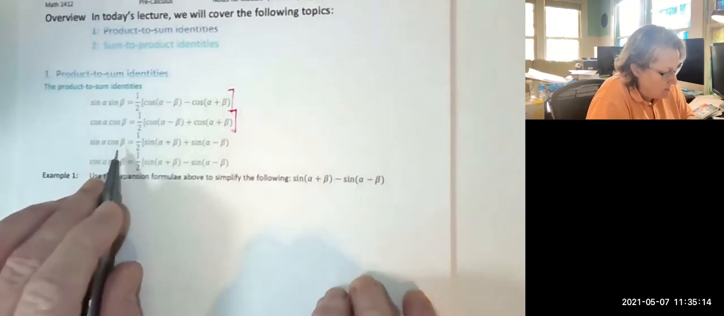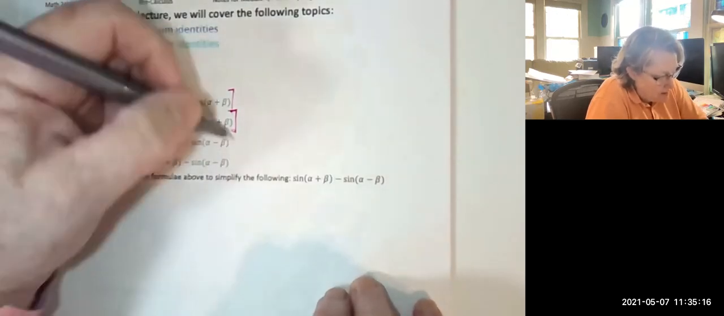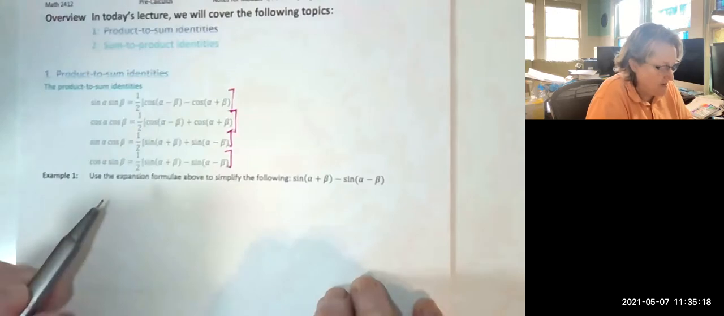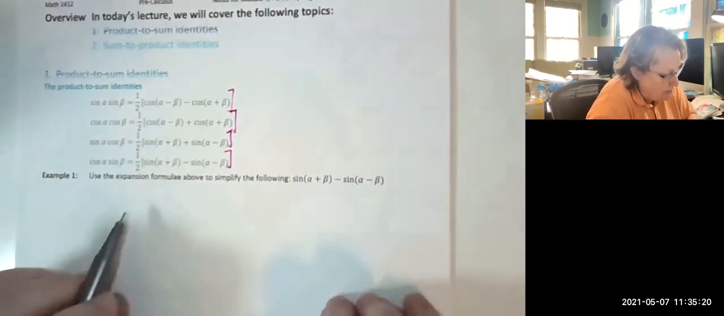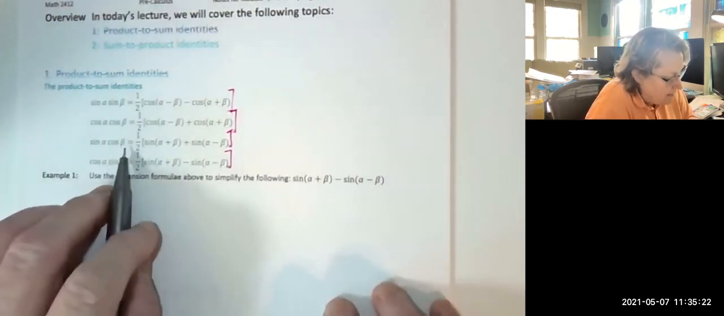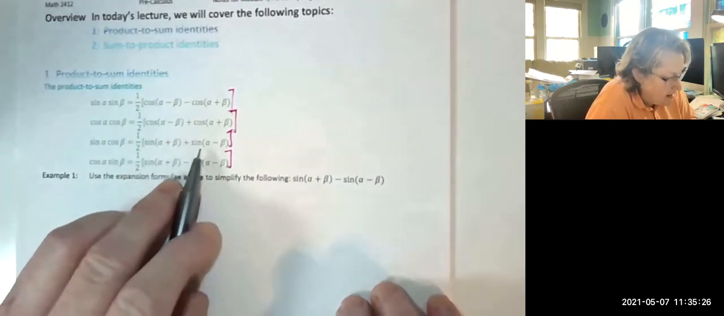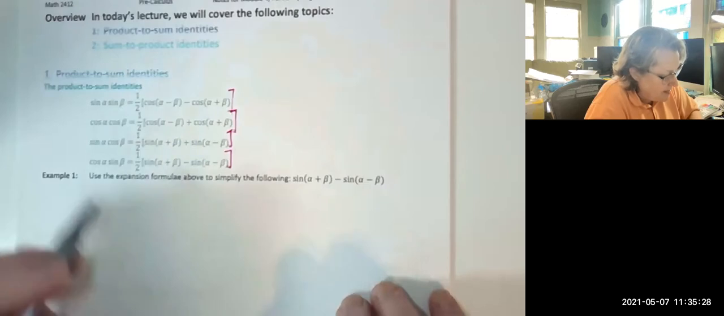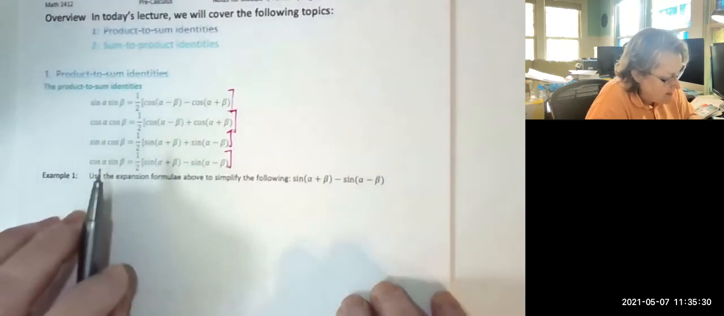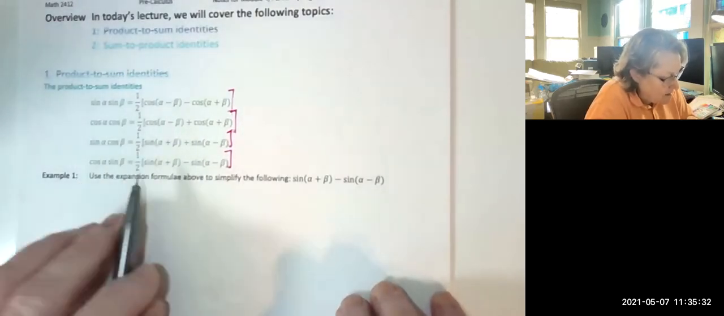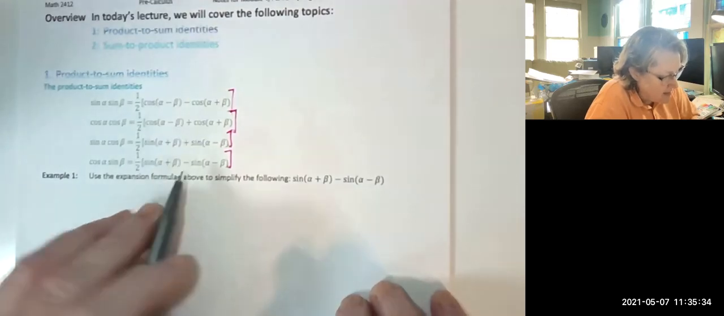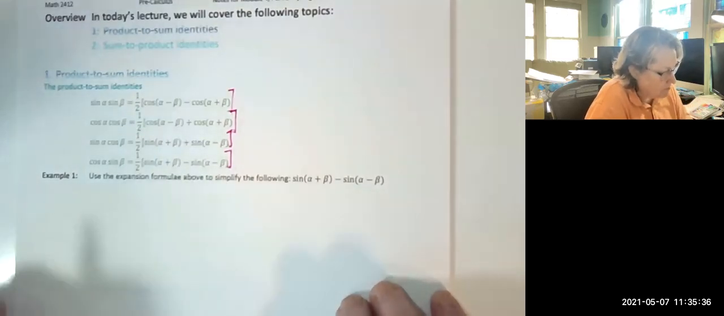Sine alpha cosine beta equals 1/2. I left off all of these parentheses; they'll be fixed in your notes. Sine alpha cosine beta equals 1/2 times sine of alpha plus beta plus sine of alpha minus beta. And finally, cosine alpha sine beta equals 1/2 times sine of alpha plus beta minus sine of alpha minus beta.